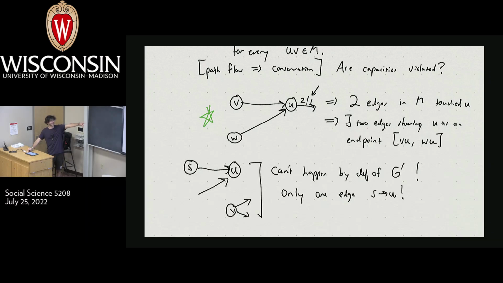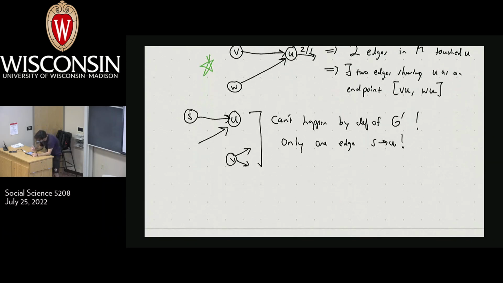So either it can't exist at all by definition of the graph, or they can't exist because M is a valid matching. So in either case, we get a contradiction, and so we know that the flow is a valid flow. So we know the flow is feasible. So F is feasible.